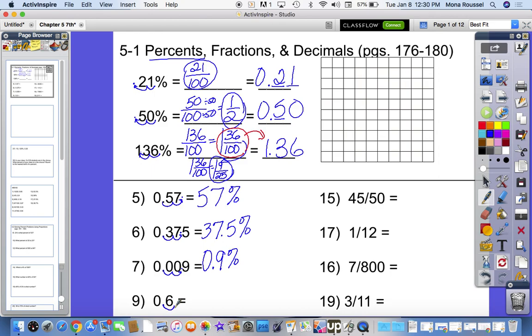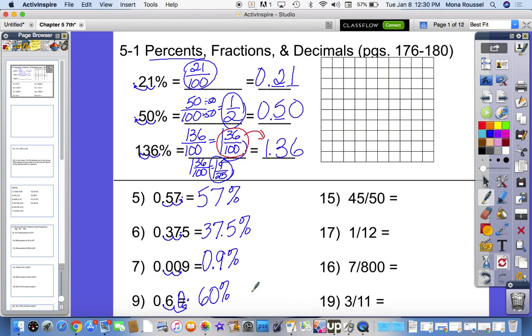On number 9, we're moving the decimal 2 times to the right. So in doing so, we end up with this extra space there. So we know we always put zeros in empty spaces. The decimal is behind that 0, so our percent would be 60%.